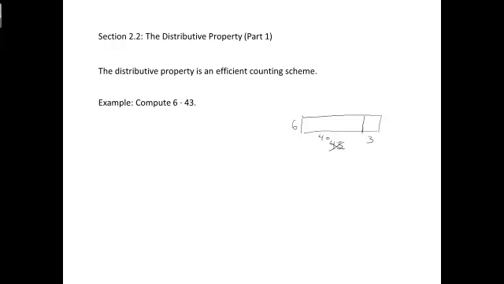Now we can see that this rectangle on the left contains 6 by 40 or 240 pieces, and the rectangle on the right contains 6 by 3 or 18 pieces. So we write this out algebraically as follows. 6 times 43 is equal to 6 times (40 plus 3). And by the distributive property, this is 6 times 40 plus 6 times 3, which is 240, plus 18, which is 258.